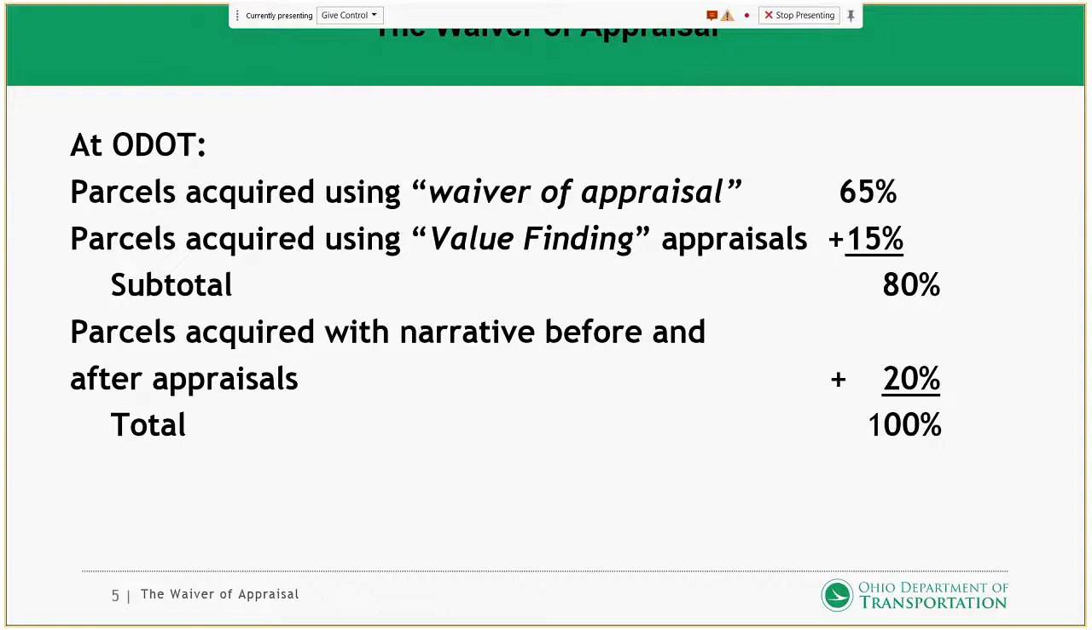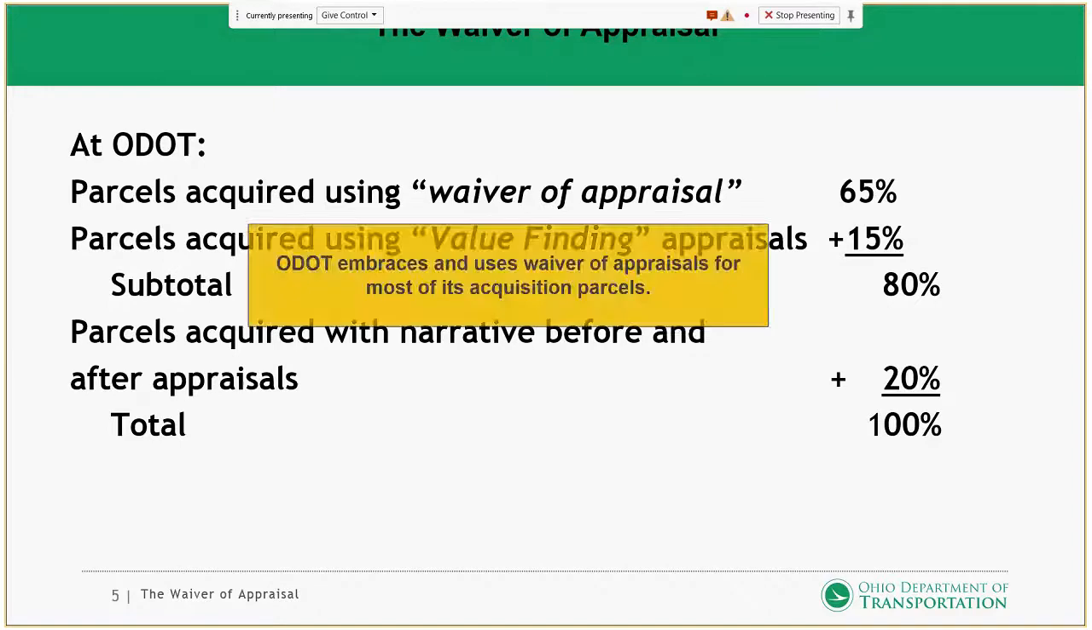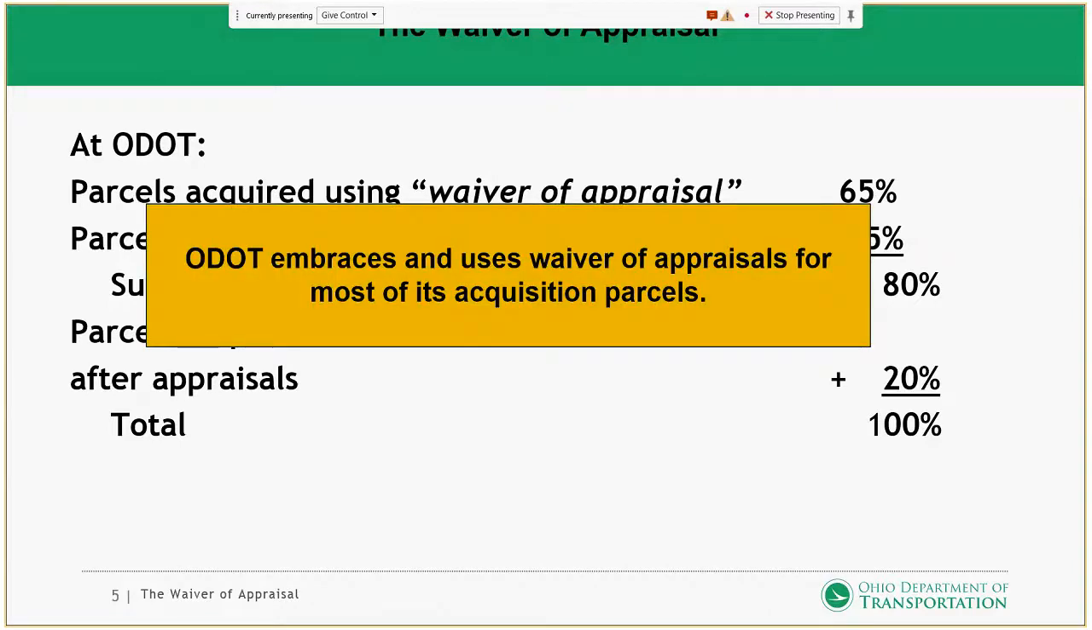Parcels acquired using the value finding format are 15%. So that's 80% of our overall acquisition parcels. Parcels that are acquired using the narrative before and after format are 20%. So it's pretty obvious that ODOT embraces and uses the waiver of appraisals for most of its acquisition parcels.